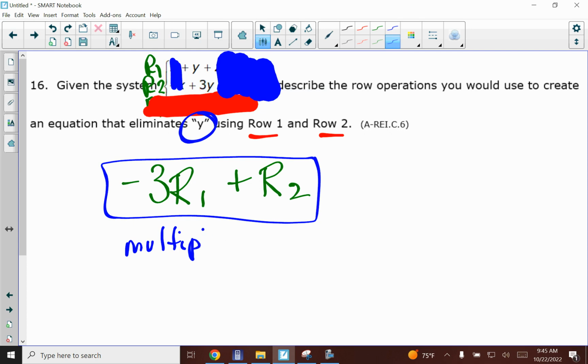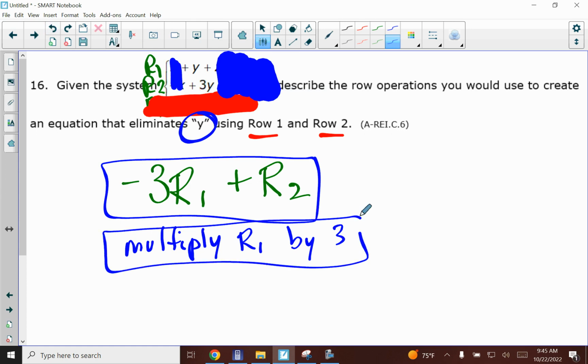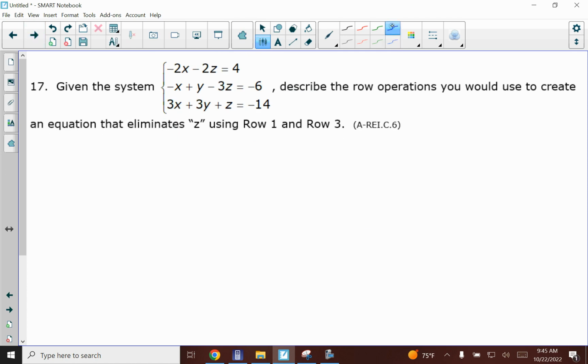And this is how I think it's going to be on the test. Multiply row 1 by 3. And then actually, we don't have to multiply anything to row 2. So this is what we would have to multiply. I'll show you that one more time. So it says row 1 and row 3. So this is row 1, row 2, row 3.